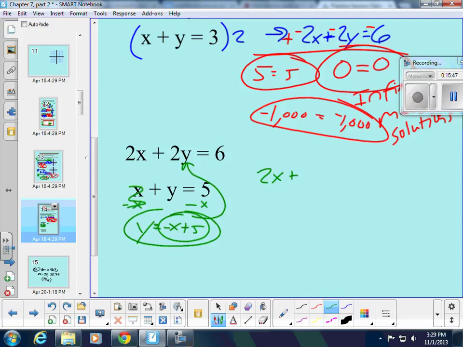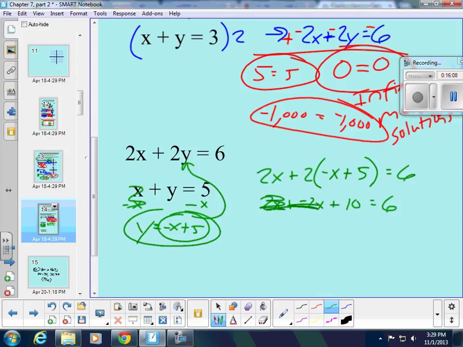So I'll get 2x plus 2 times, well now I have negative x plus 5 in there, and that's going to be equal to 6. And then I'll just start solving it like a multi-step equation. 2x plus, well now I have negative 2x plus 10 equals 6. And here's the part where my x's cancel out. 2x and negative 2x, those are going to cancel. So what am I left with in substitution, using that method in this case? Well, all my variables have canceled out, and I'm left with 10 is equal to 6.